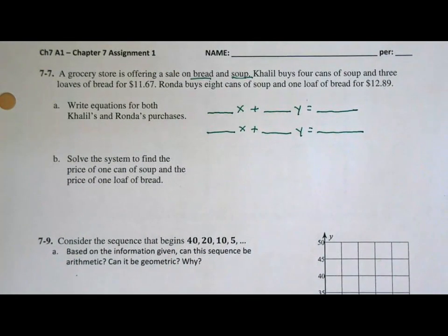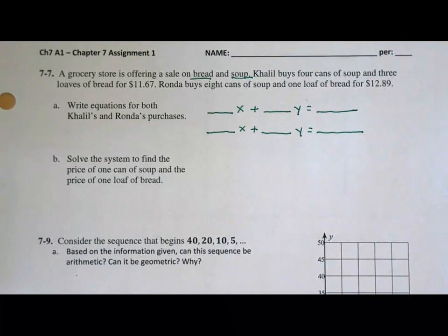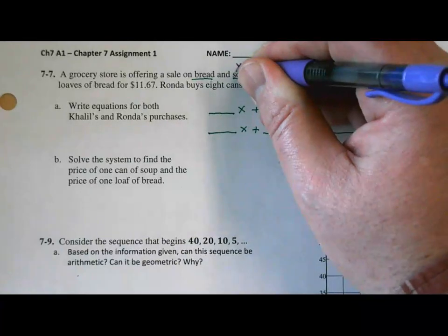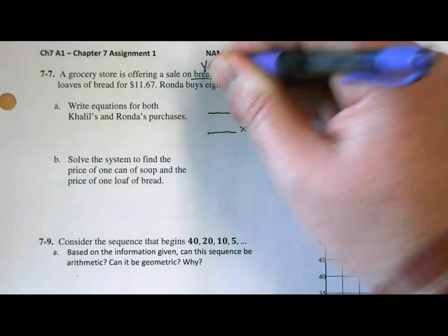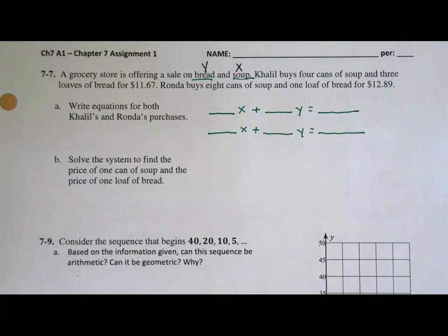In order to do this, though, we better define which one we want to be x and which one to be y. Which do you want to be x, the bread or the soup? You want the soup to be x? Okay, well, I heard soup first, so I'm going with the first one I heard. Soup is x and bread is y. If you want to go different, that's fine. You could be using b and s if you want. I don't like usually using b's and s's because my s's look like 5s and my b's look like 6s. I like x's and y's better. We're going to write an equation for Khalil and a new equation for Rhonda.